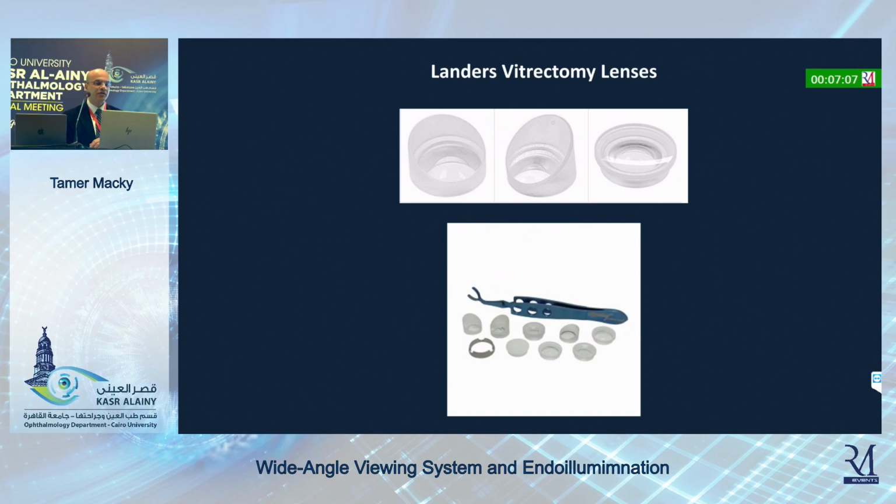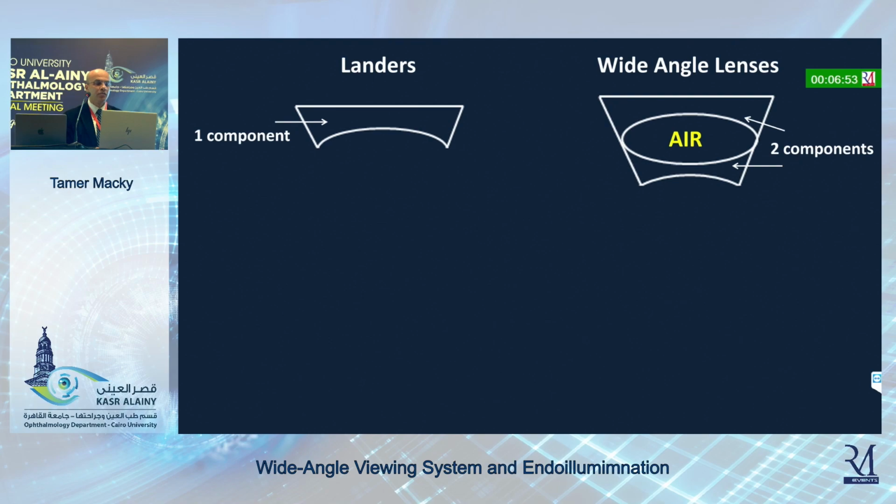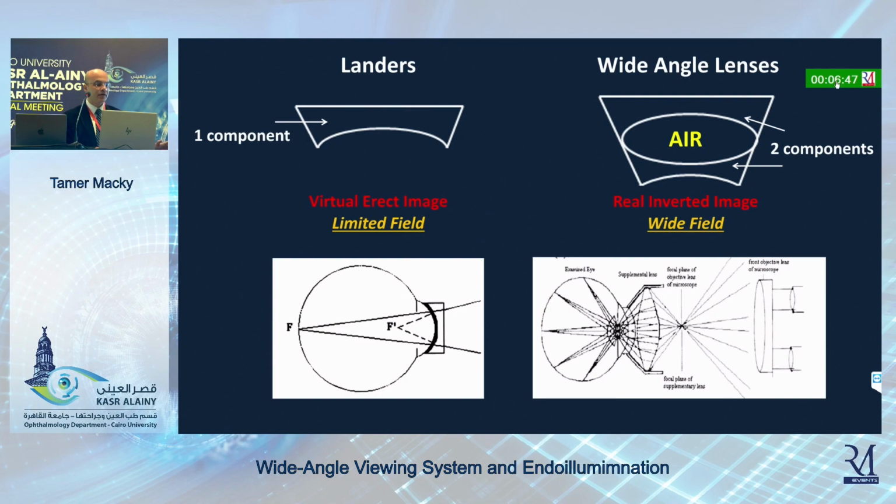When we talk about vitrectomy contact lenses, we have to remember there are other types of vitrectomy contact lenses which were called the landers, and we used to use them like 25 years ago. They're completely different from the wide-angle viewing system. They are formed of one component compared to the wide-angle viewing system, where they have two components and an air bubble in between. The landers will produce a virtual erect image with a limited view. The wide-angle viewing system will produce a real inverted image with a wide field of view.